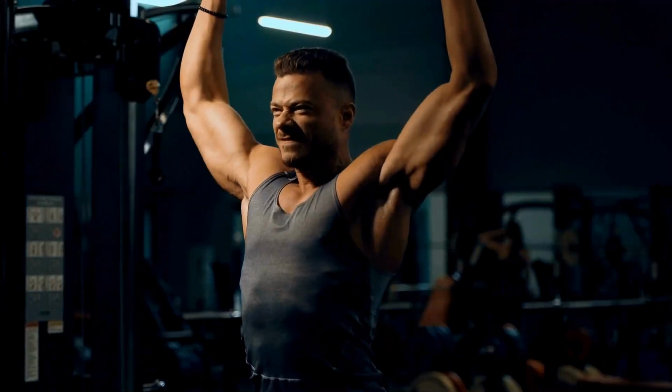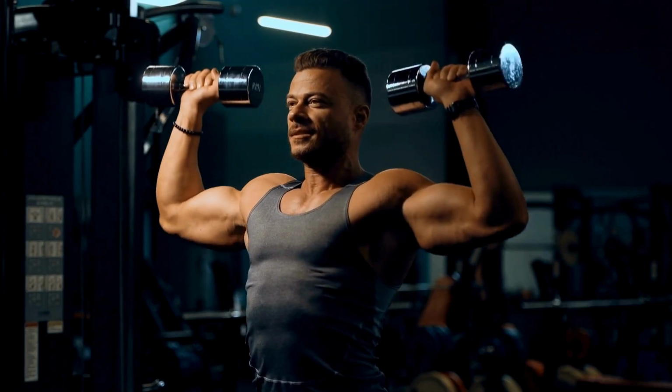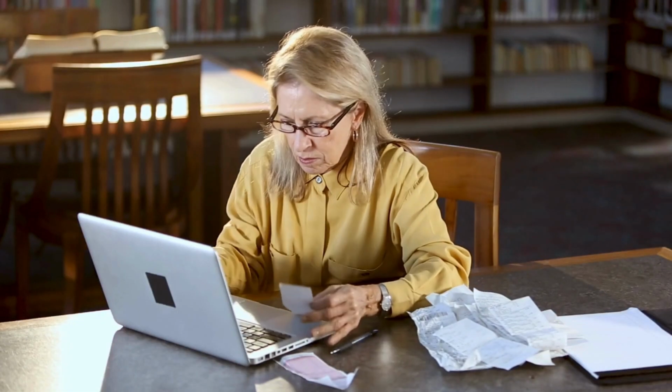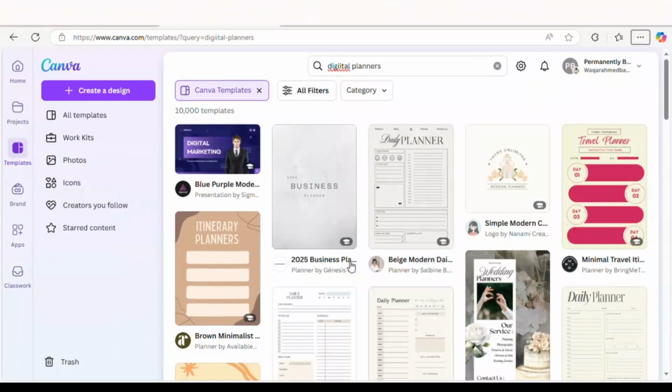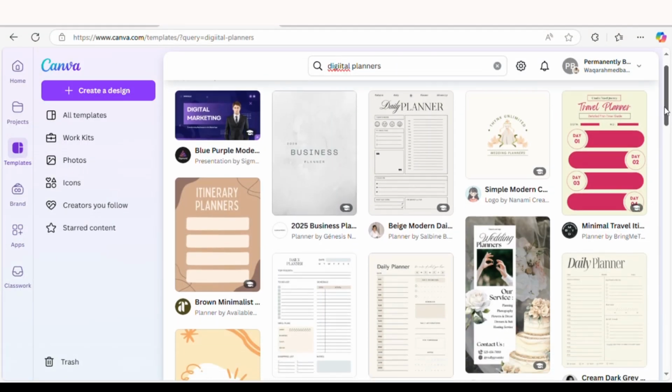Maybe you make a fitness planner for people who love CrossFit, or a goal-setting planner for students. There's a lot of flexibility here, and you don't need advanced design skills to get started. Tools like Canva make it super simple to create something professional-looking.